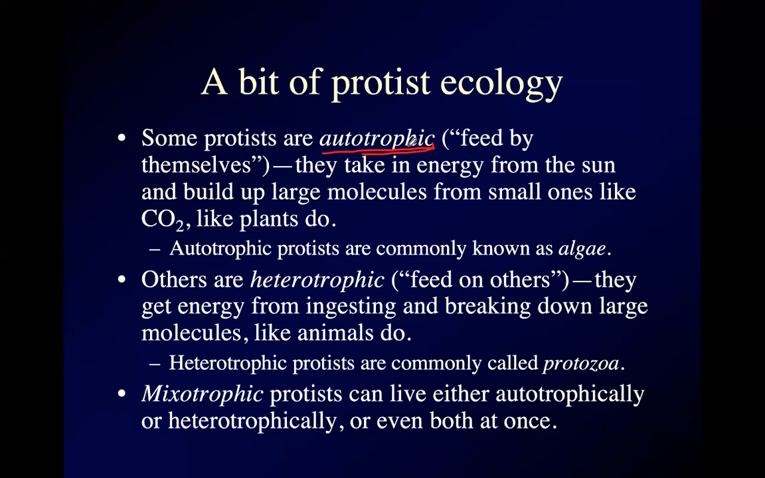There are some prokaryotes that are autotrophs that don't use solar energy. We don't have time to go into how those work, but most of the autotrophs that you'll ever encounter are light-using autotrophs. They feed on sunlight and use that to build up large molecules from small ones. And this is what green plants do. Autotrophic protists are commonly called algae.